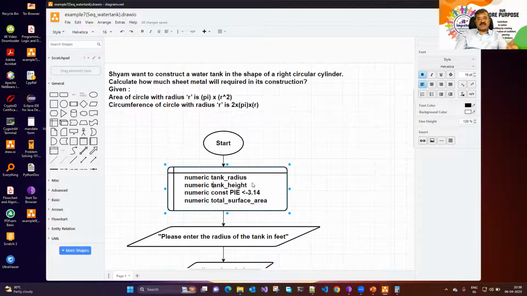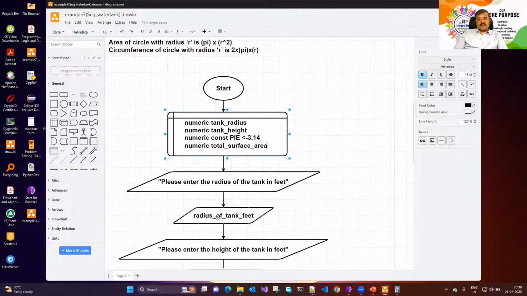You could very well write in your program: numeric constant pi, that's 3.14. That's good enough. And then the total surface area is what he has calculated. Okay, let us see what he's doing. Please enter the radius of the tank in feet. Okay, and the tank radius has been accepted.